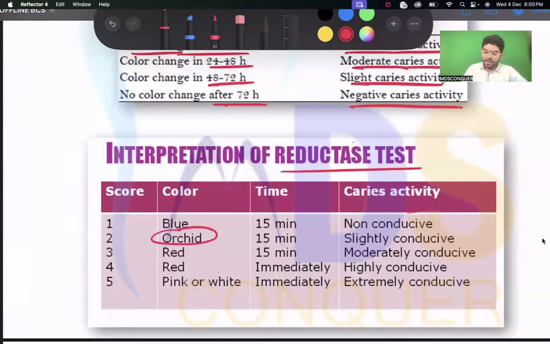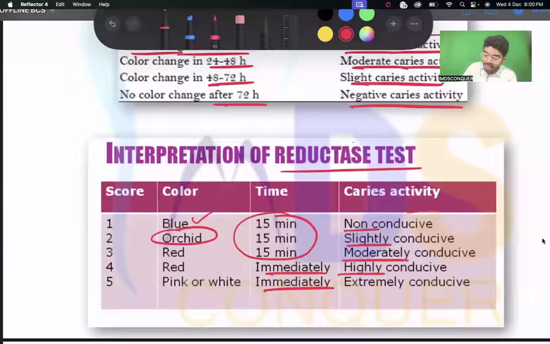This orchid was given. Whenever the color change occurs within 15 minutes, normally the color changes occur within 15 minutes. Sometimes the color change can occur immediately. So blue color in 15 minutes, none. Orchid in 15 minutes, slight. Red color in 15 minutes, moderate. Red color immediately, high. Pink or white color immediately is extreme.